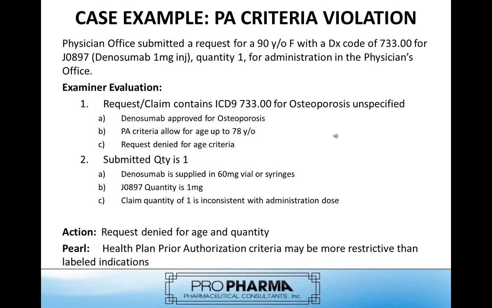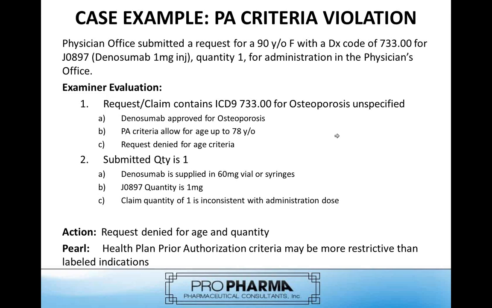And finally, I give you an example of a physician office that submitted a request for a 90-year-old female with a diagnosis code of 733, which is osteoporosis. And they gave a drug that would commonly be used for osteoporosis, denosumab. The plan had set up criteria based on evidence that they had put through their committees that there wasn't any evidence for benefit of this drug after age 78. So it was denied because of plan criteria, not because of diagnosis and the rest.